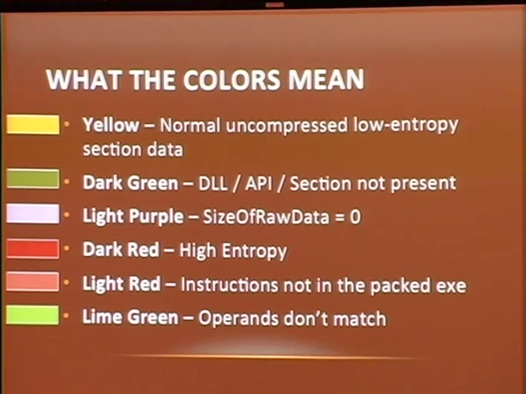Light purple means the size of raw data is 0. Dark red means it's high entropy, so anything above a 7.5 I mark as dark red. Light red means that the instructions are not in the original packed executable. And lime green means the operands don't match. So you had a question?